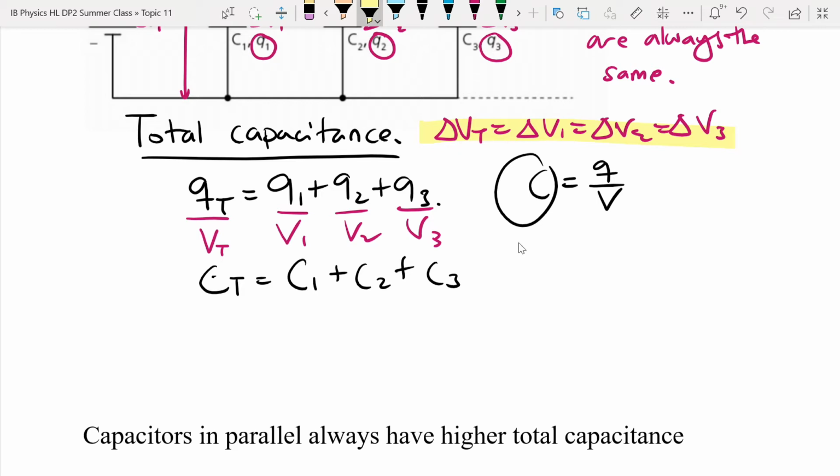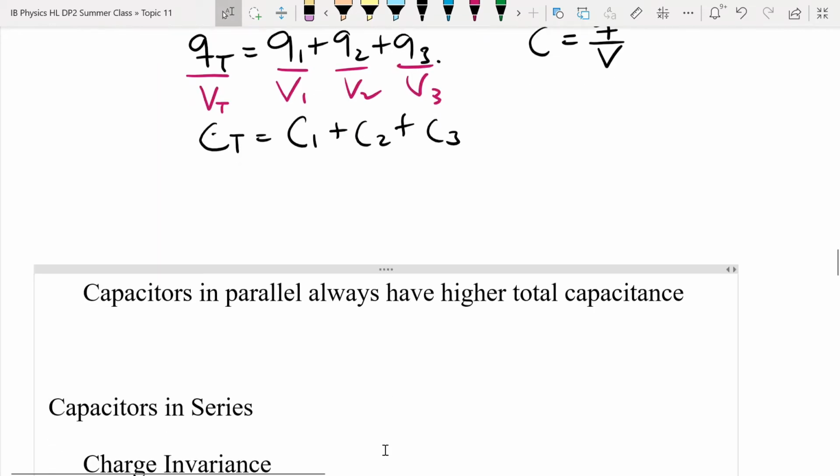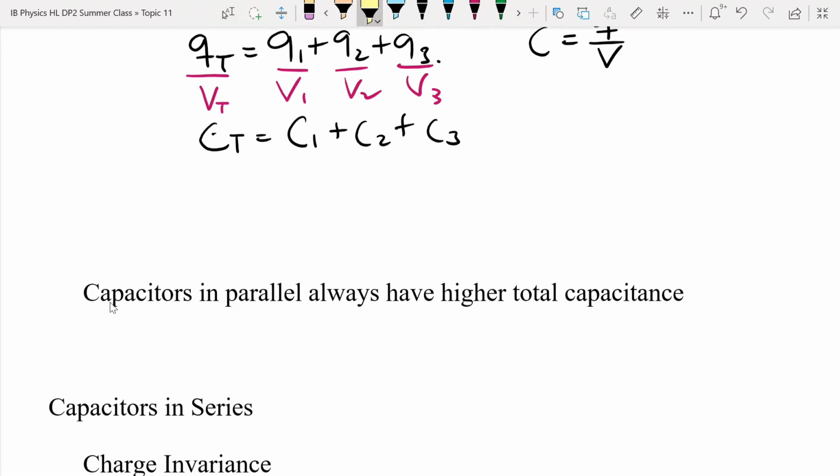Of course, one thing you should notice is capacitors in parallel always have a higher total capacitance, right? And it makes sense. If you add them, you can't get a lower capacitance. The total always has to be greater. This might seem very easy and logical, but you need to know this to answer the problems as well, in particular multiple choice questions, because it allows you to know which ones are the wrong ones, right?